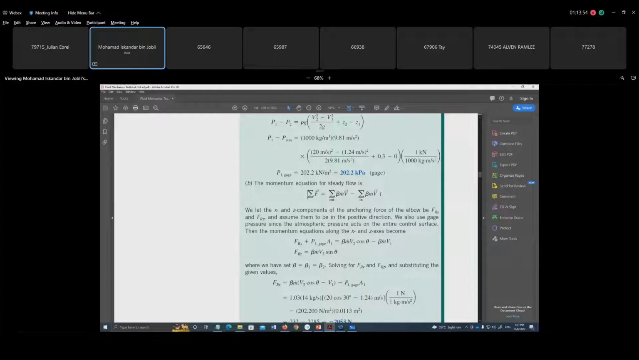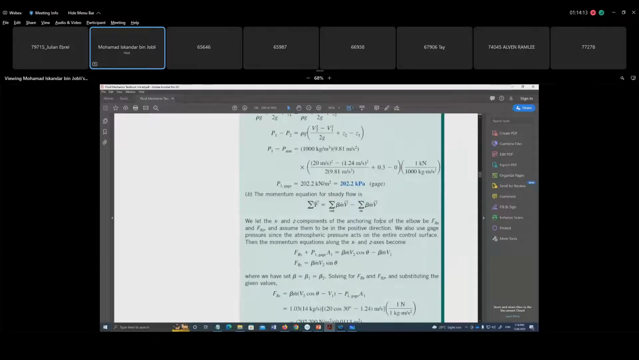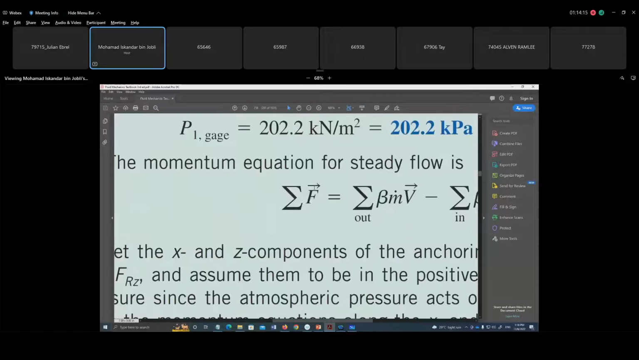Why do you think that this equation is used? Because we are assuming that the flow is steady. That's why you have this bit here. Now you need to expand this. You see the direction here, this arrow.